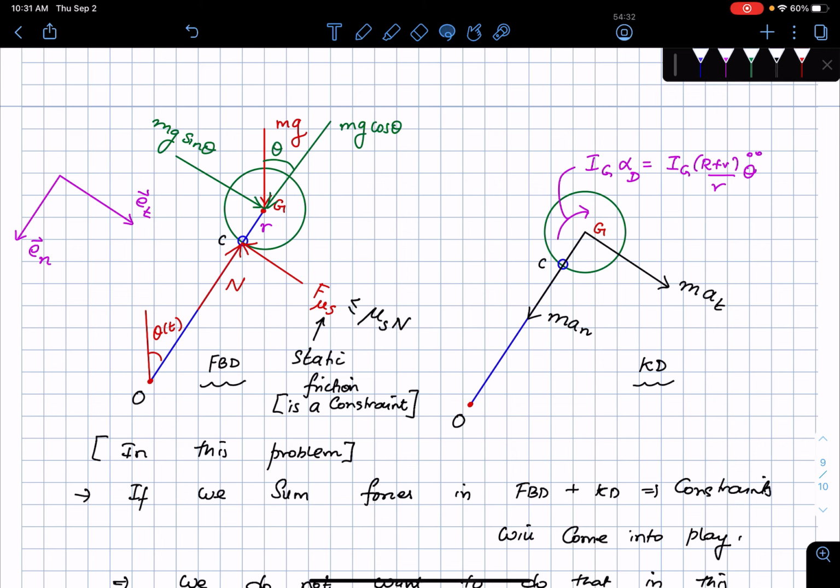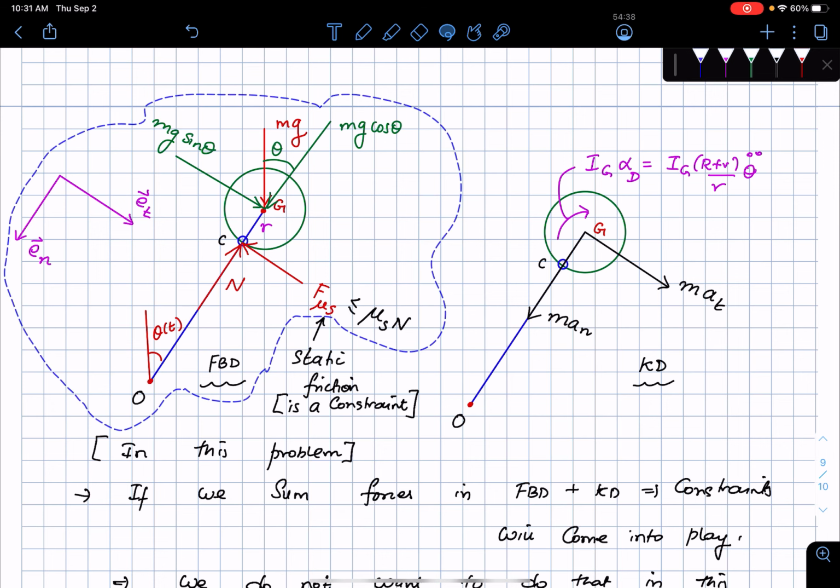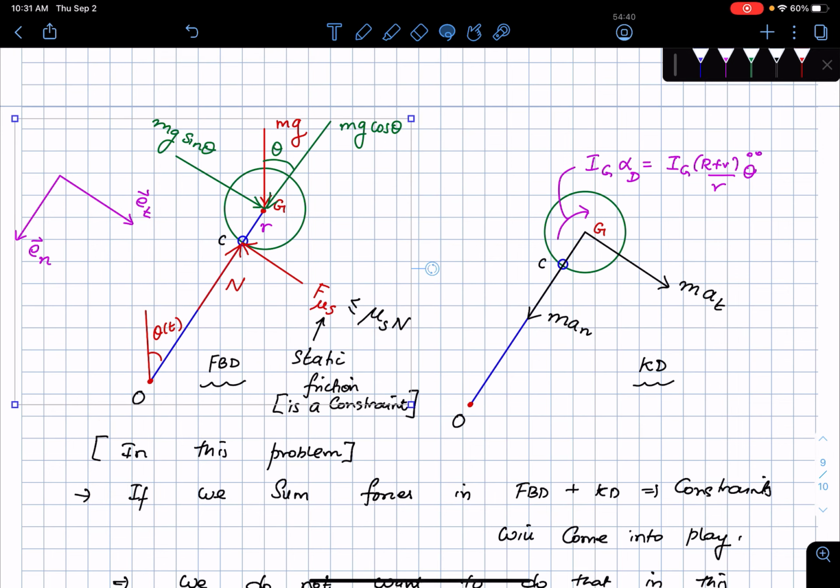Okay, so if I do the sum of moments, I'm going to bring this figure once again down below. I'm going to copy, I guess I want to copy the entire thing. Okay, sorry about that.